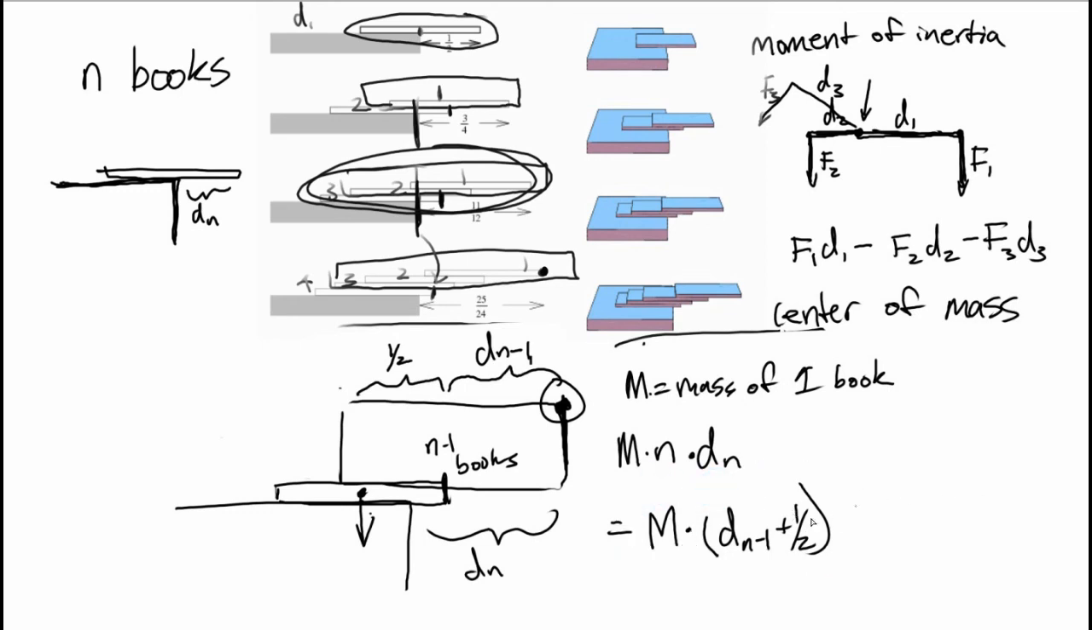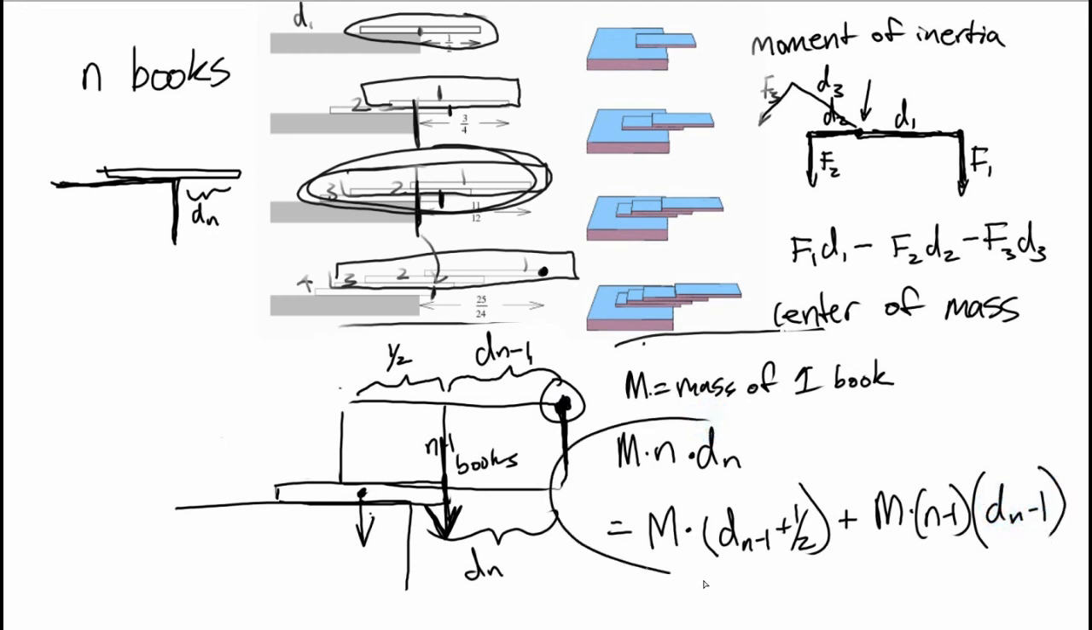That's the force. That's the distance. Now what's the moment of inertia of this humongous thing? That's going to be m times n minus 1. That's the force. What's the distance though? Well, the distance is actually just going to be d_(n-1), because the center of mass of these n minus 1 books is right here. So since the center of mass is right there, and the center of mass is d_(n-1) away from this point, that's the distance. So we actually have an equation right here. It's pretty cool.